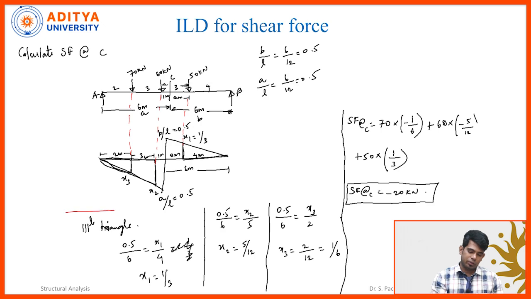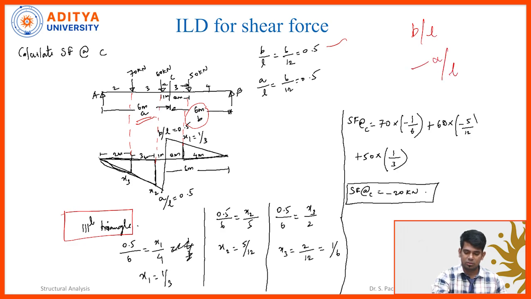By using the similar triangle principle we discussed already, let us see how to compute x1. x1 can be easily calculated using B by L. Here A is equal to 6 meters and B is equal to 6 meters, because we are going to calculate the shear force exactly at the center. In the ILD diagram we have two values, B by L and minus A by L, which were calculated here.